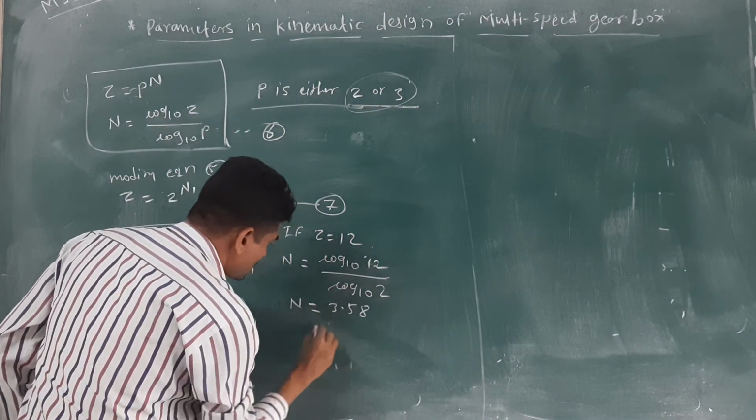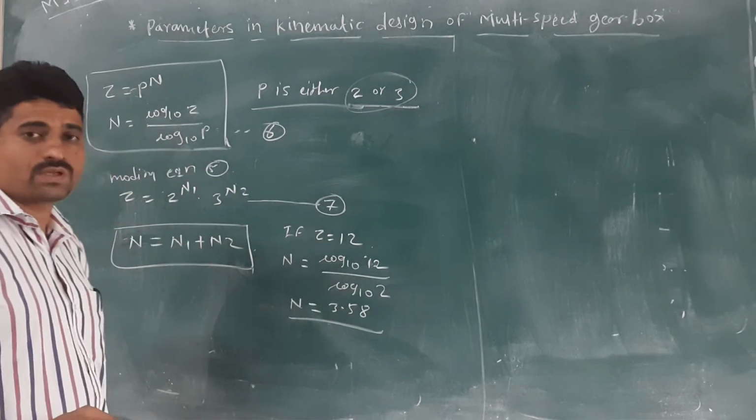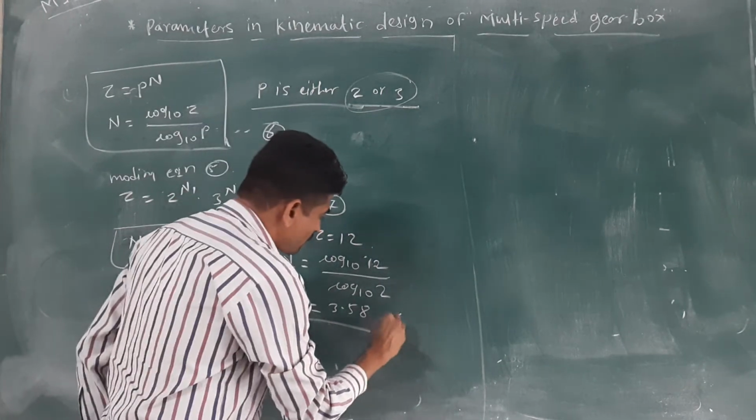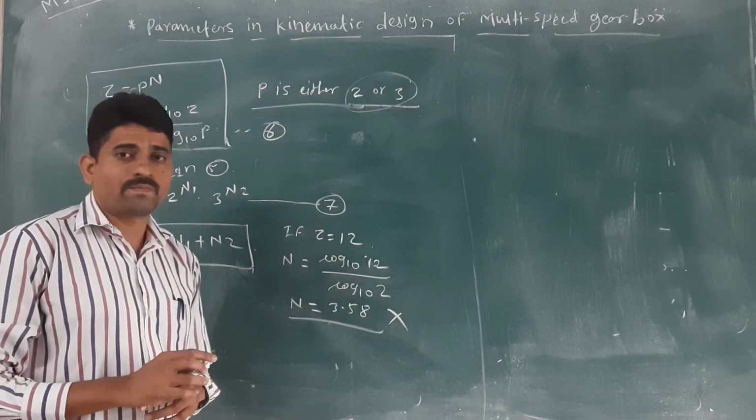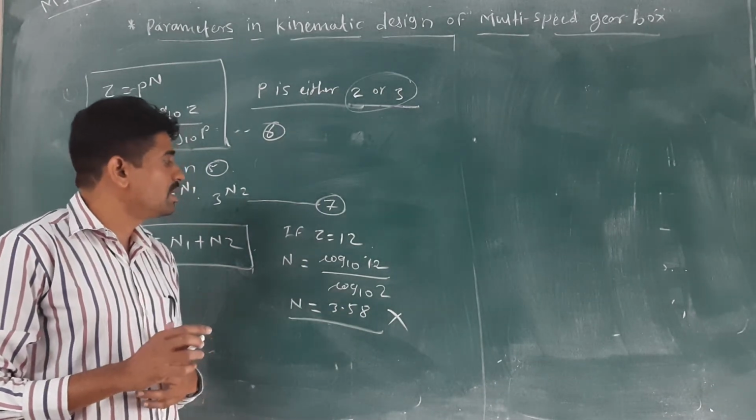3.58. Is this an integer value? No, this is not an integer value. Okay, that's why this solution is not feasible.